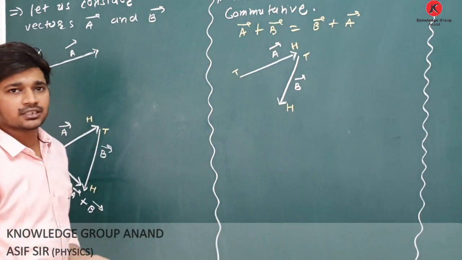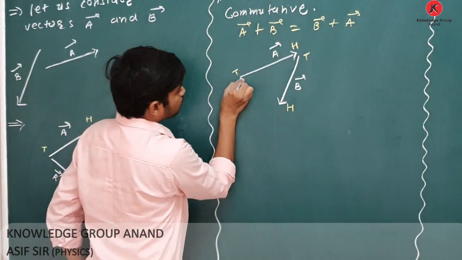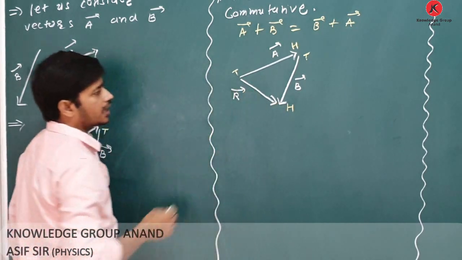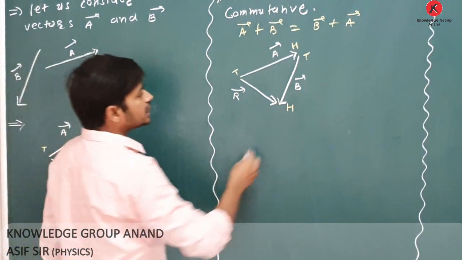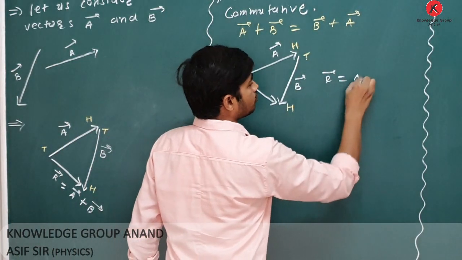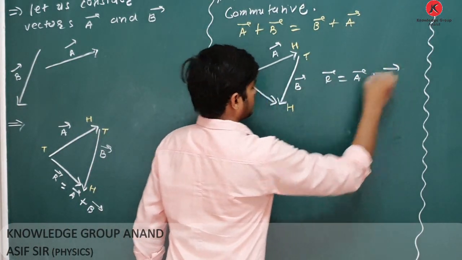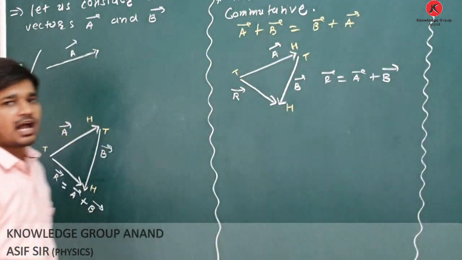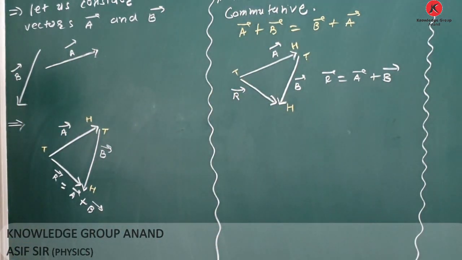So what is the resultant vector? The resultant vector is a vector from the tail of the first vector to the head of the last vector. It is the resultant vector R. Clear about this? Okay, so R is equal to A plus B. Now, if I am taking B plus A, it means I will draw the B vector first.